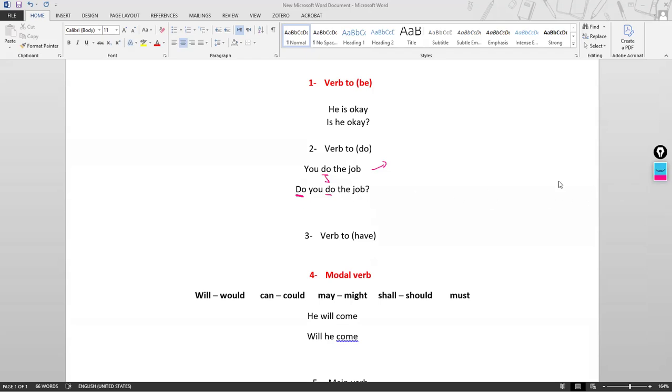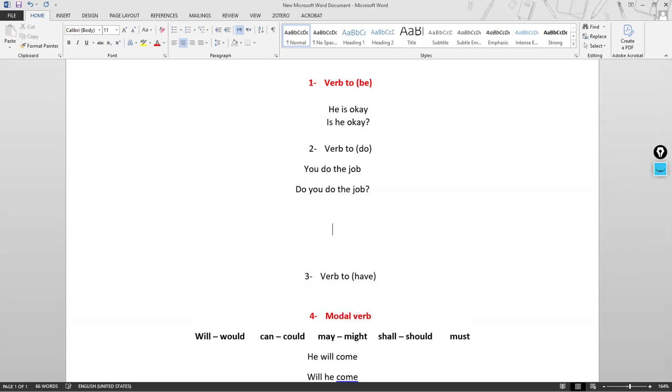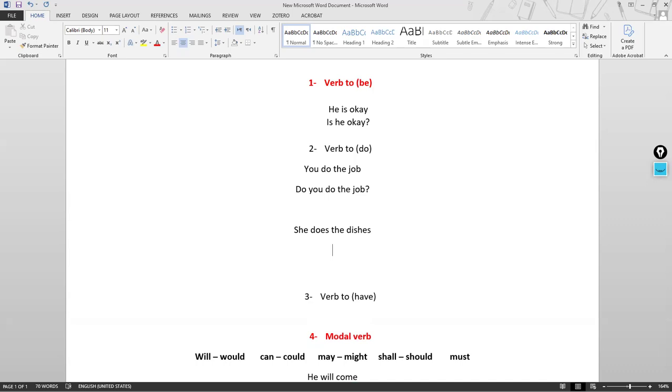Okay, Subhi? Wait. I have another example. If I want to say, "she does the dishes," how can I ask a question? Does she do the dishes? Not "does she does," because we have to write verb zero, the base form of the main verb. So notice, because does is a weak verb, I use the auxiliary, then I write the base form.